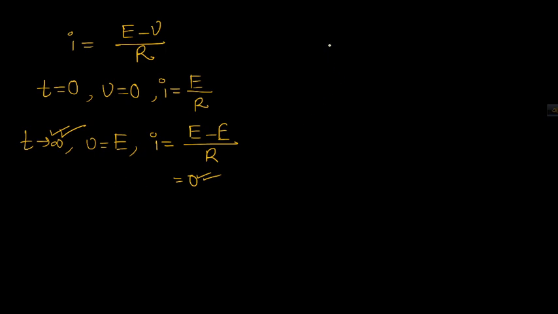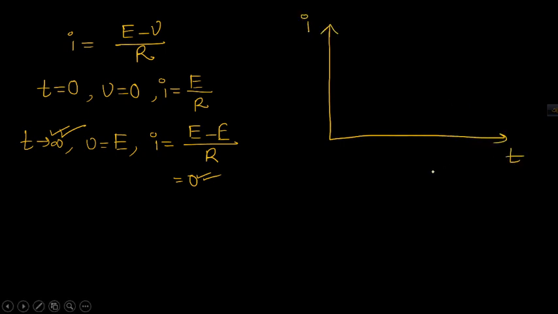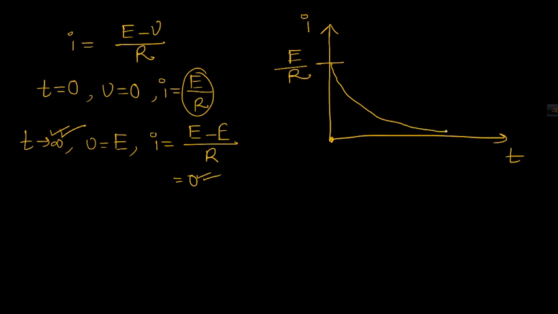Now if I plot current I versus time t, we will obtain a graph where at t equal to 0 the current was E by R, but as time increases the current decreases and tries to become 0 but never will become 0. Theoretically, when time is infinity, the current will become 0.